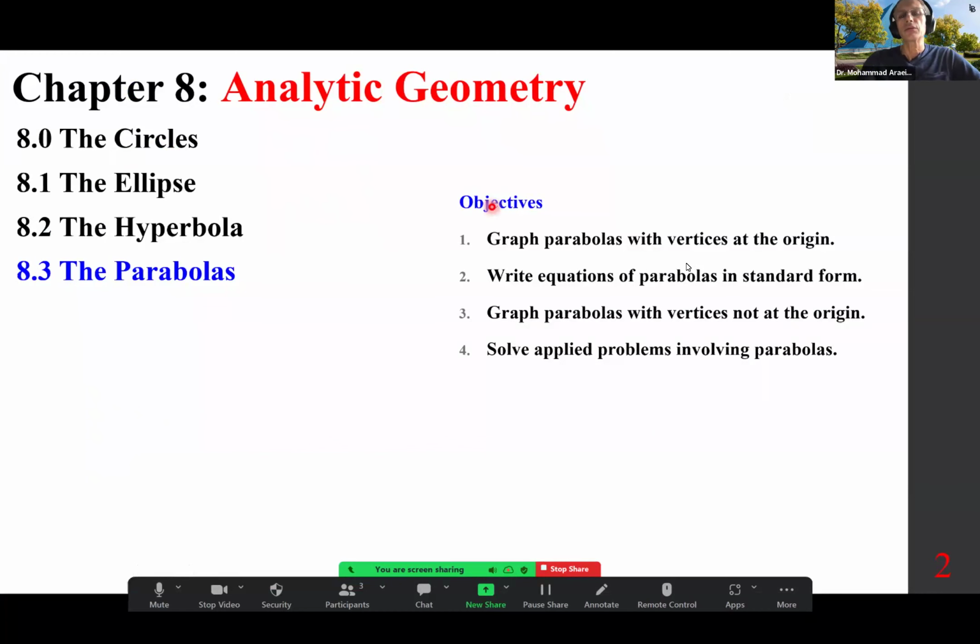Objectives. Graph parabolas with vertices at the origin. Write equations of parabolas in standard form. Graph parabolas with vertices not at the origin. Solve applied problems involving parabolas.